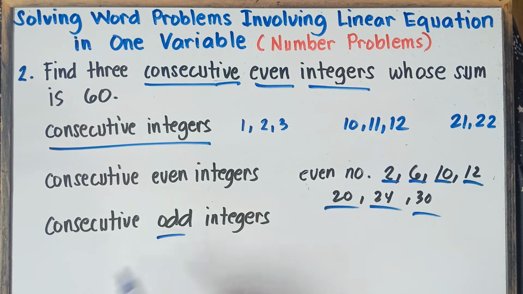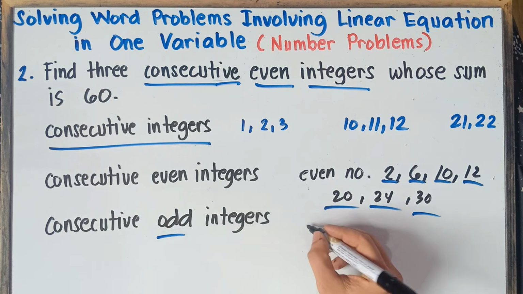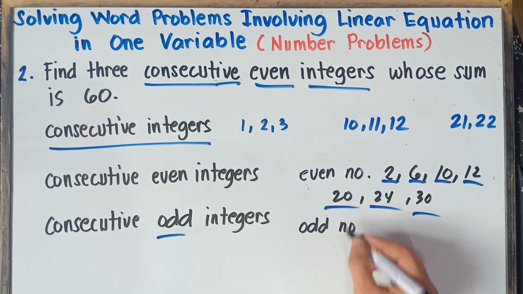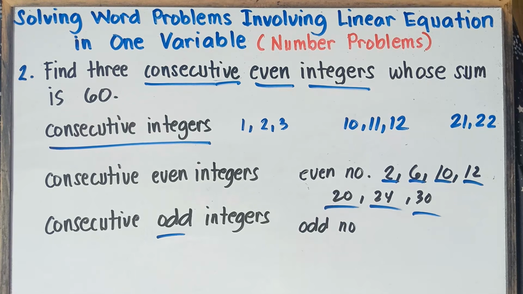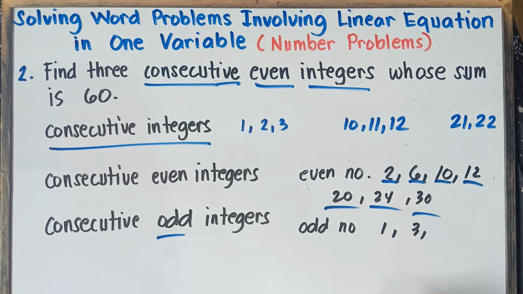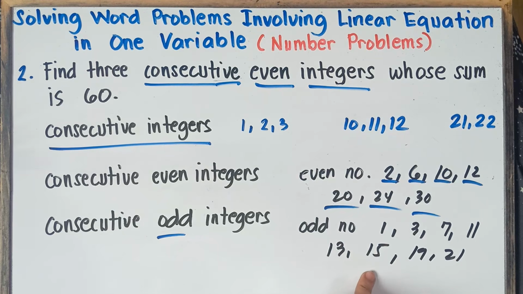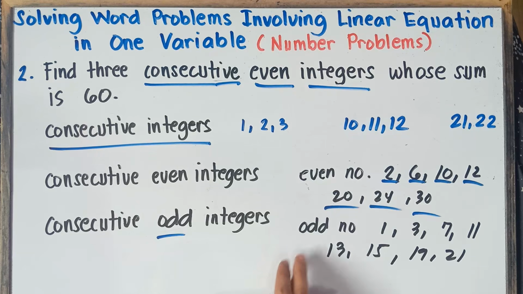Now, what are those odd integers or odd numbers? Could you give me an example, class? Odd numbers are numbers that cannot be divided by 2, not divisible by 2. Example, 1, 3, 7, 11, 13, 15, 19, 21, and so on. These numbers are not divisible by 2. When you divide these numbers by 2, I'm sure, class, you will get a decimal answer. So these are examples of odd numbers. I hope you still remember this one, class.